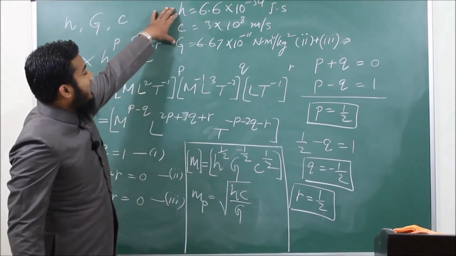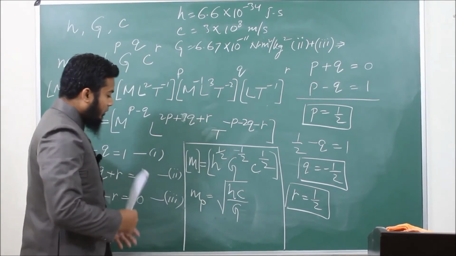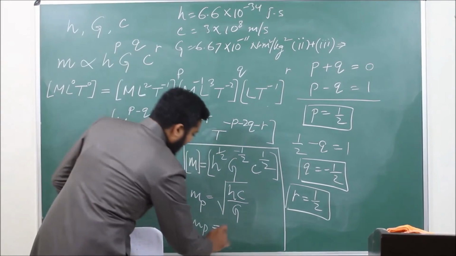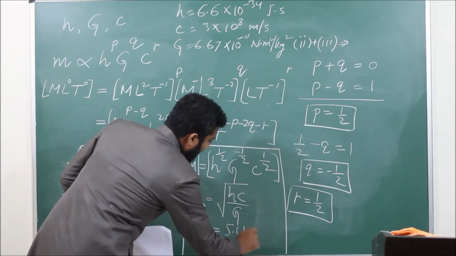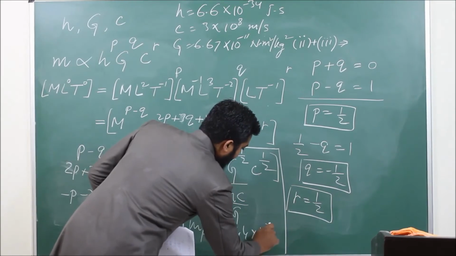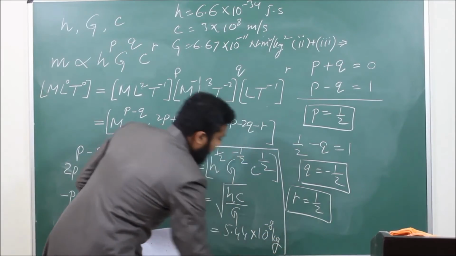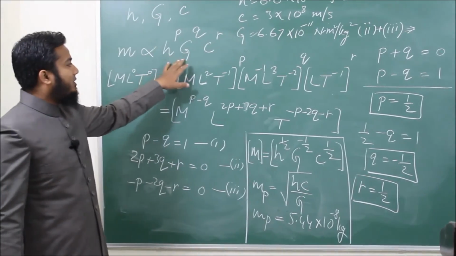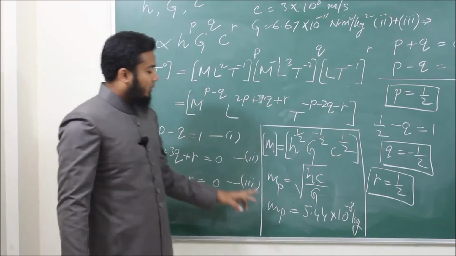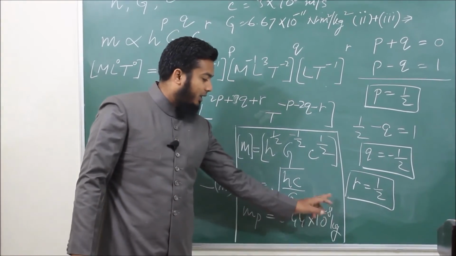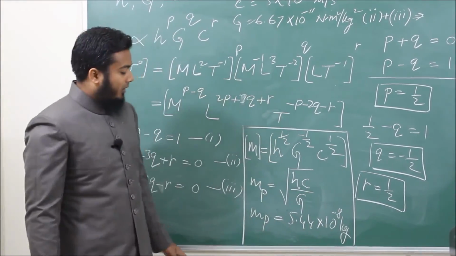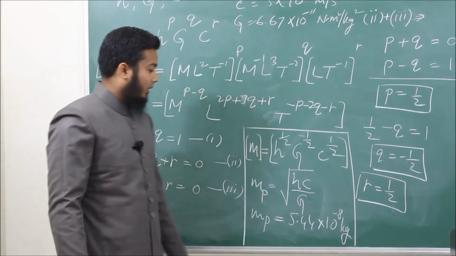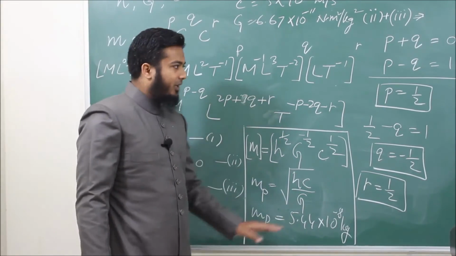Okay, so if I plug in these values here, you will get the value for MP as 5.44 into 10 raised to the power minus 8 kilogram. So 1 unit mass in such a system in which Planck's constant, G and c are base units, 1 unit mass will be equal to 5.44 into 10 raised to the power minus 8 kilogram. Or we can say that Planck mass is 5.44 into 10 raised to the power minus 8 kilogram. Now, it has a very interesting interpretation.